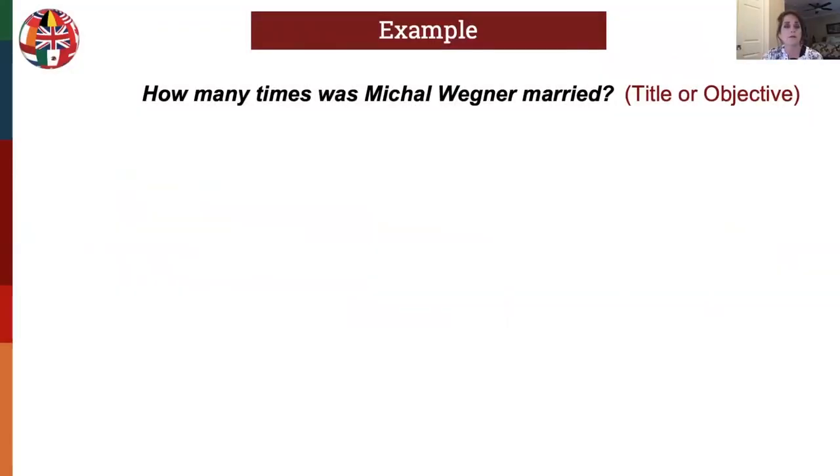So we now are going to wrap up the presentation with a full example of a written proof. And the title or the objective of the proof is: how many times was Michael Wegner married?